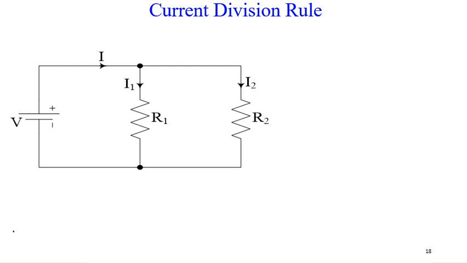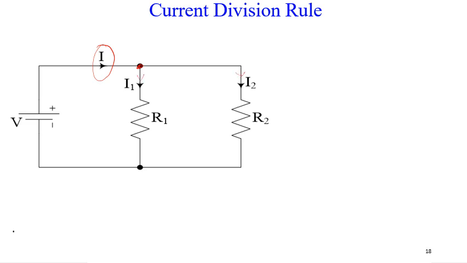Before you can use this rule, you always have to resolve your circuit to look something similar to this. You see that the current divider has two resistors in parallel and a voltage source. This is the total current flowing through the circuit, and when it gets to this junction, it splits, and some comes down here and some also comes down here.